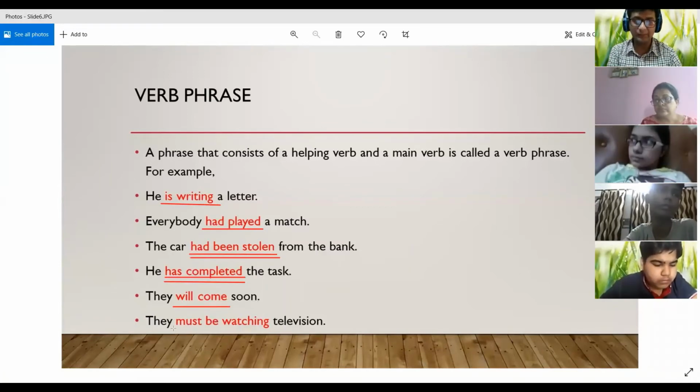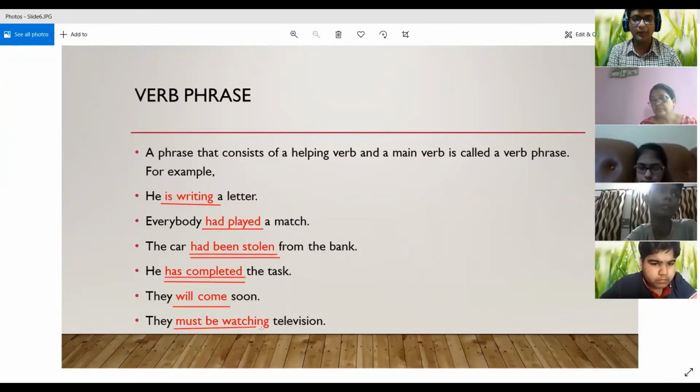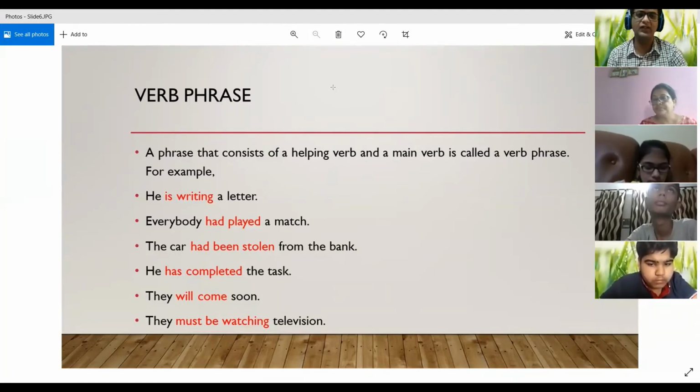Then, they must be watching television. So must be watching over here again becomes the verb phrase. And must is basically a modal that is using the be verb with it, and watching is coming. So must be watching is basically the present continuous form of tense, right? They must be watching television. Okay. So I hope this one is the easiest. There won't be any problem in recognizing verb phrases.